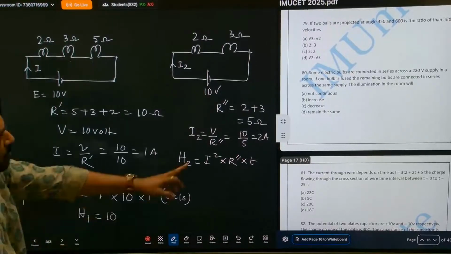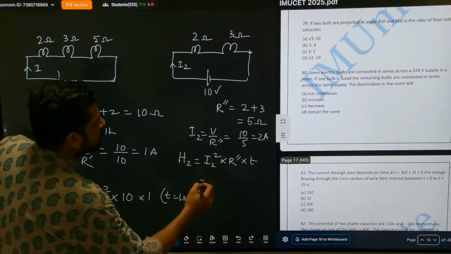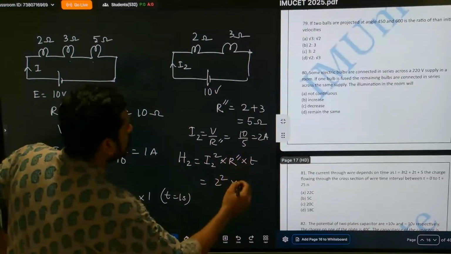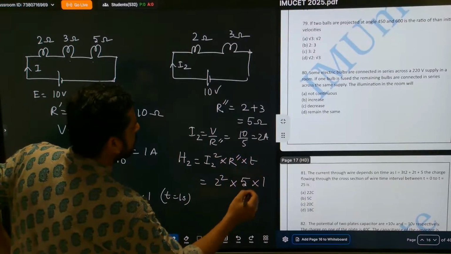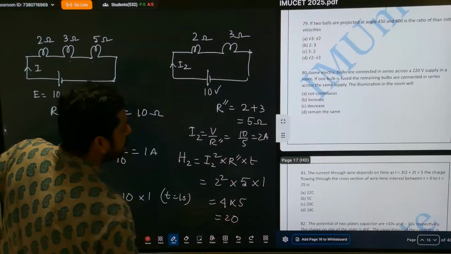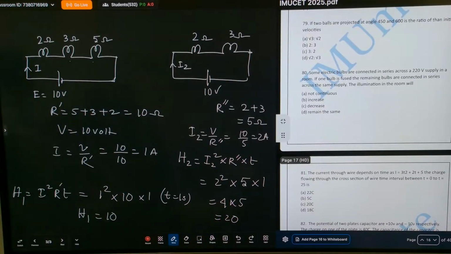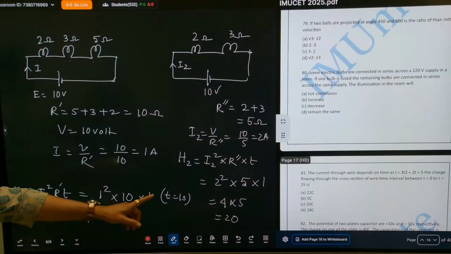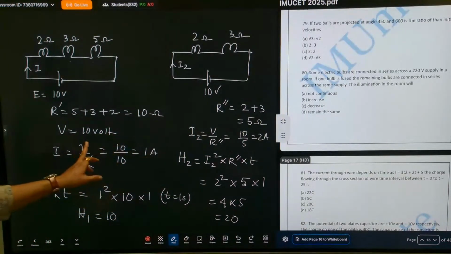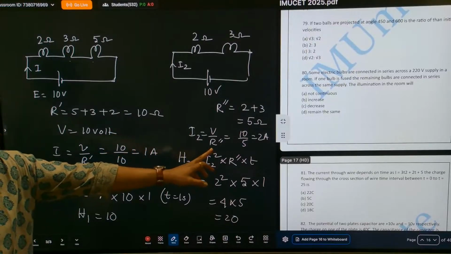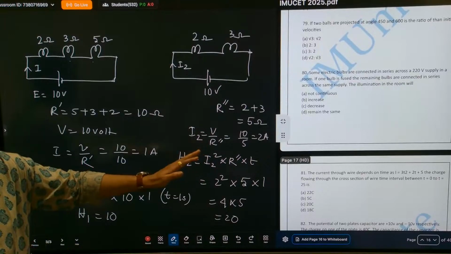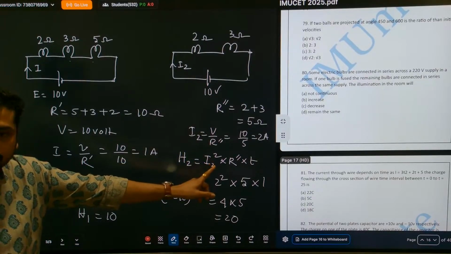ओके, इसका बोलो क्या होगा? I2 स्क्वायर मतलब 2 स्क्वायर, रेजिस्टेंस 5, टाइम लेट्स से 1 सेकेंड. कितना बोलो? कौन से वाले में ज्यादा आया? क्यों आया? The question is why. Here resistance is decreasing. Good. Which one is increasing? Current. Now resistance is decreasing in direct proportion, but current is increasing as a square.